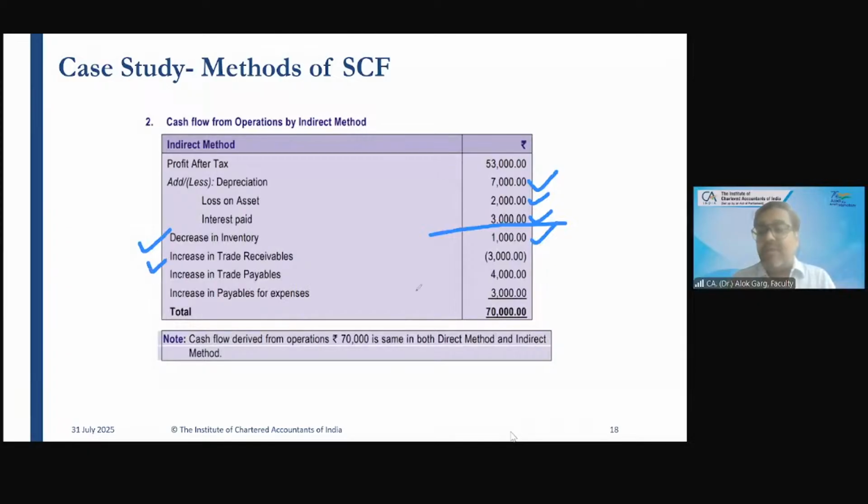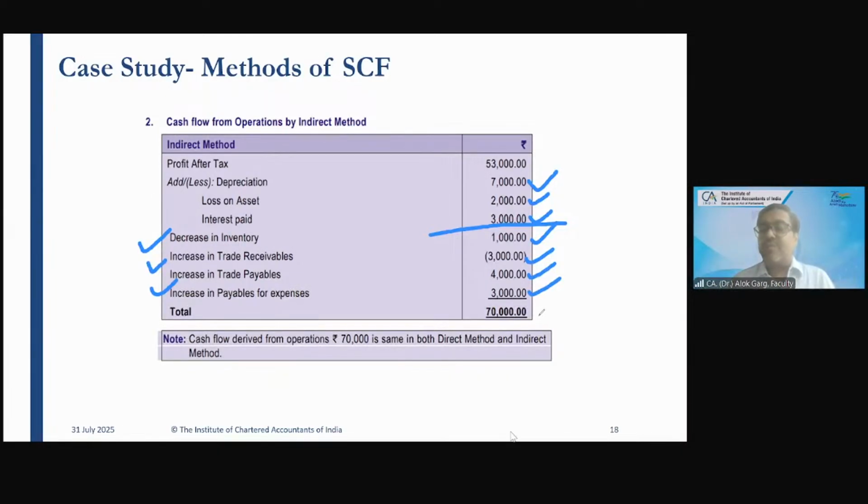Increase in trade receivable. Your trade receivable increased means your money has been blocked. So negative 3,000. Increase in trade payable. Your liabilities have increased means you haven't paid money. So plus 4,000 is added. Increase in payable for expenses 3,000.